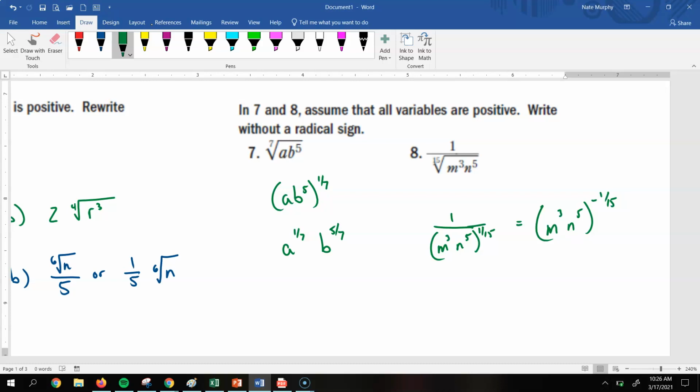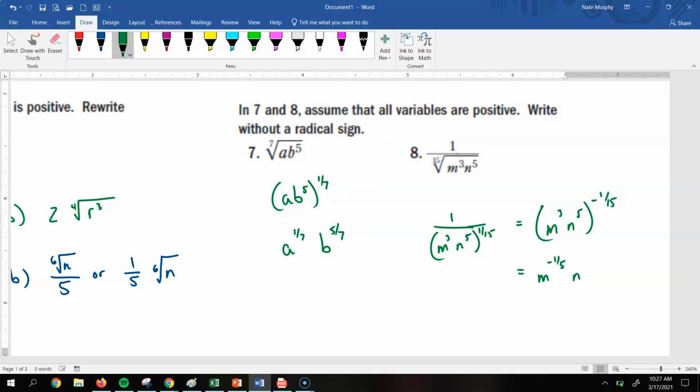because then to simplify that, we would take the reciprocal of the base, which means it would be 1 over m cubed n to the 5th. But then let's just go ahead and simplify this further by distributing that exponent to everything inside of there. So if I took 3 times negative 1/15, you'd have negative 3/15. That reduces to negative 1/5.